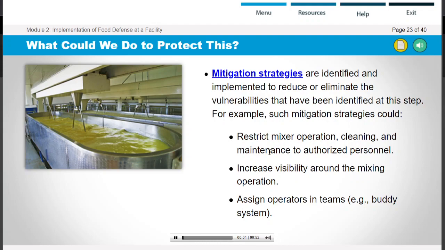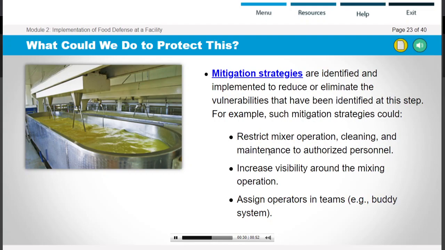Mitigation strategies must now be identified and implemented to reduce or eliminate the vulnerabilities that have been identified at this step. Mitigation strategies are defined as risk-based, reasonably appropriate measures that a person knowledgeable about food defense would employ to significantly minimize or prevent significant vulnerabilities identified at actionable process steps, and that are consistent with the current scientific understanding of food defense at the time of the analysis.